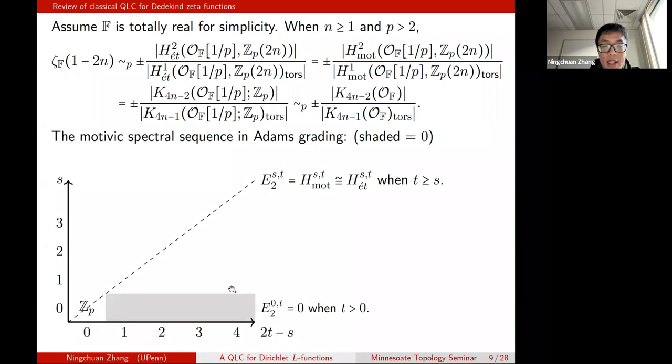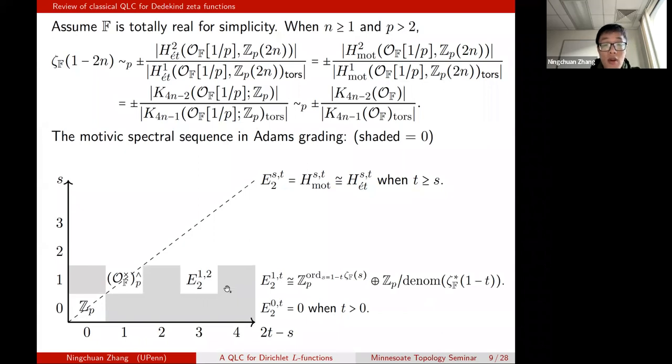And in the S equals 0 column, that's the zeroth cohomology group, it actually vanishes unless t is positive. And in the (0, 0) spot, that's when the twist n is 0, we get a single copy of Z_p. And in the S equals 1 column, that's the first cohomology group, this group is the units. This is H^1 of Z_p(1).